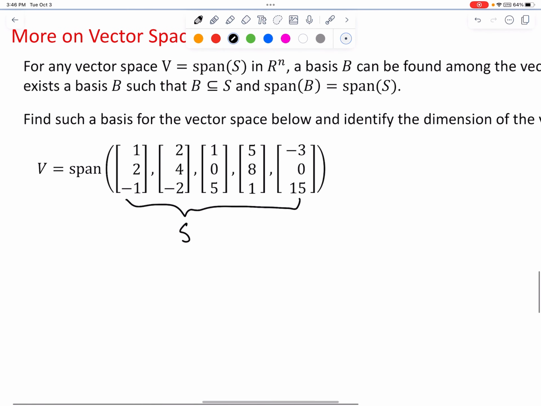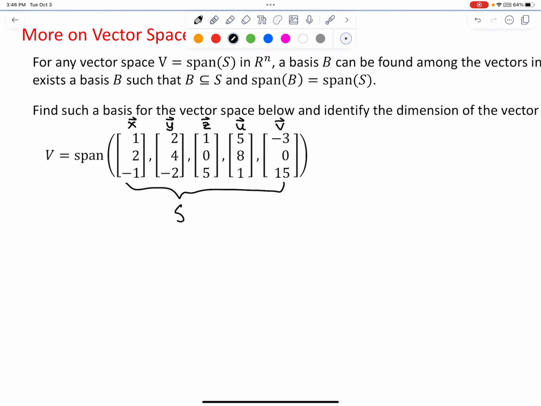Okay, let's label the vectors in this set the following way: vector x, vector y, vector z, vector u, and vector v. Let's look at the first 2. Notice that if we double vector x, we will produce vector y. This tells me that we don't need to include both of these vectors. They are linearly dependent on each other. One is just a scalar multiple of the other, therefore x and y are collinear. The span of one will produce the span of the other.